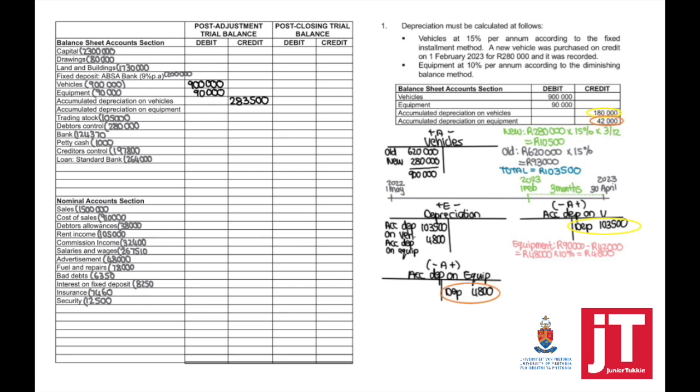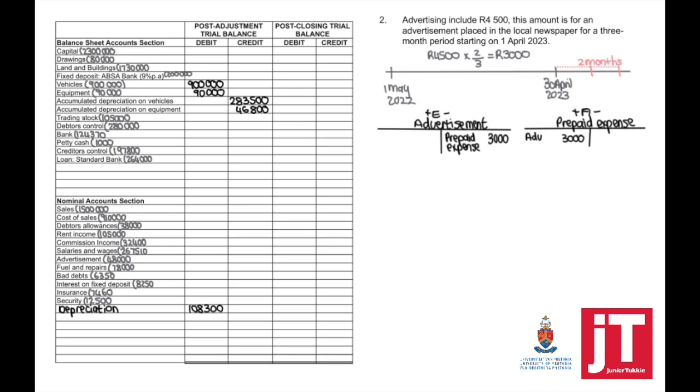With equipment, we need to take the figure from the pre-adjustment trial balance, 42,000 plus 4,800. I just don't have enough space to write it in there. And that is the total for the accumulated depreciation on equipment. Depreciation is an expense which will go to the nominal account section. Adjustment number 2, we had advertisement and prepaid expense. Advertisement, we need to say minus 3,000, and prepaid expense will now need to be included in the balance sheet account section.